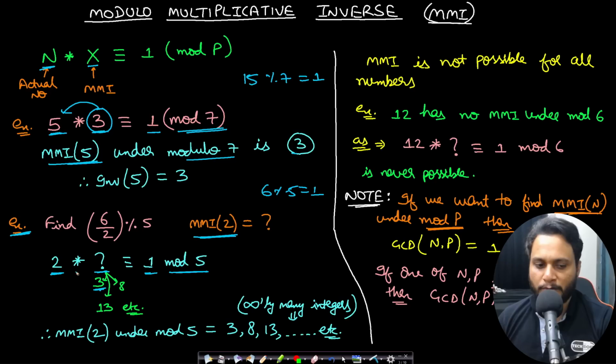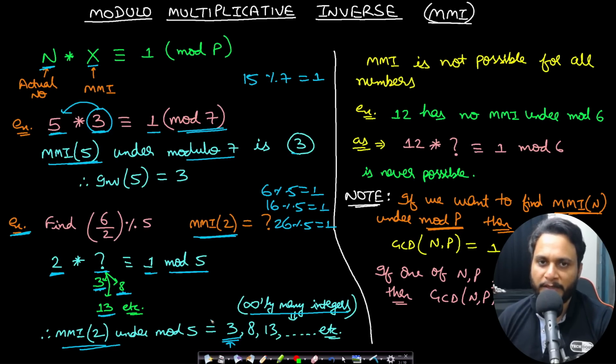But is there only one number, 3? No, you can also try 8, where 8 times 2, which is 16, mod 5 is also 1. So 8 is also an MMI of 2. Also 13, where 13 times 2 is 26, mod 5 is also 1. So 13 is also an MMI of 2. For any given number, if you have one modulo multiplicative inverse, then you will have infinitely many, and those all are true, because we are using the congruence operator, not equality.